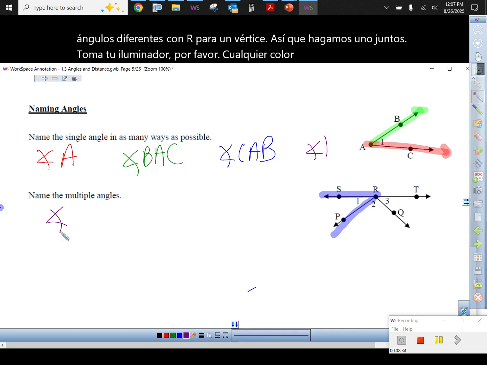Who is the vertex? I think we've got that out of the bag. Who's the vertex? R. So how about if I call him angle SRP? Would that work? Yep. What's the only other way I could name that using 3 letters again, right? Instead of angle SRP, what else? Angle PRS, right?